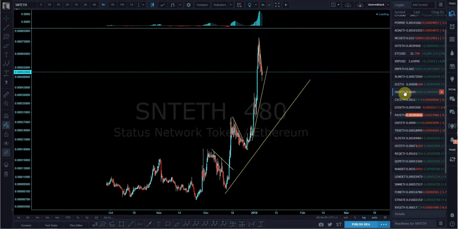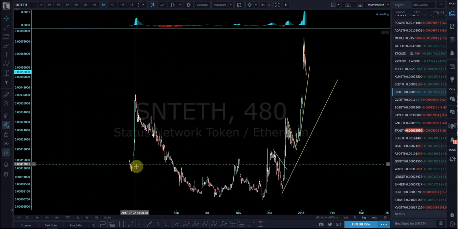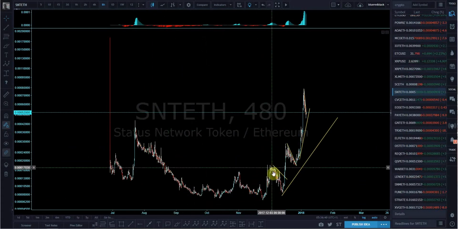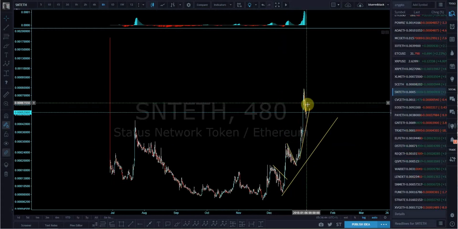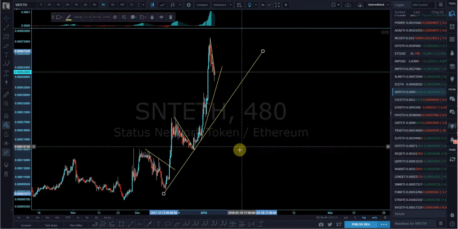Status. I think this is a good project. Moves kind of like Sidecoin. So you start to see it come down here, start to curve, move up, correction, never broke this low. You've got to move up, correction, move up, and I think we're going to get another move up here again eventually.